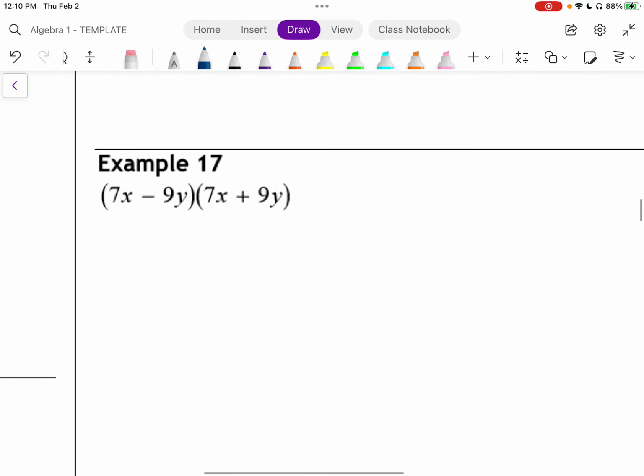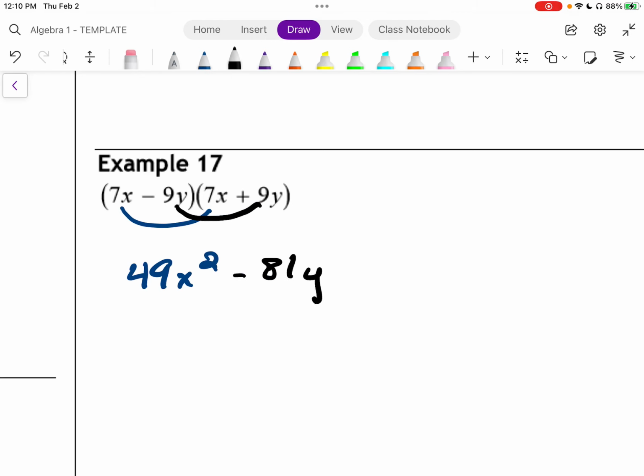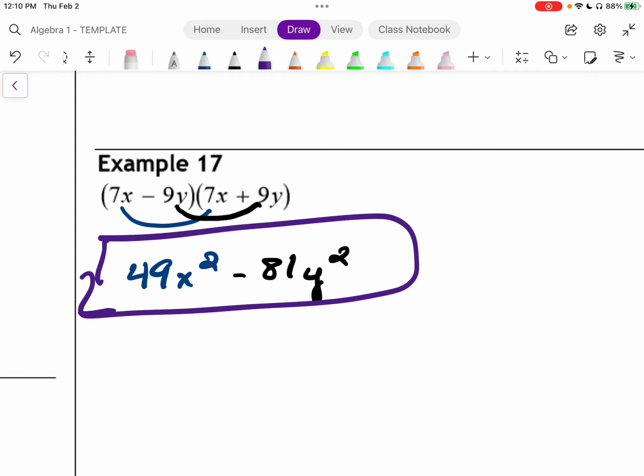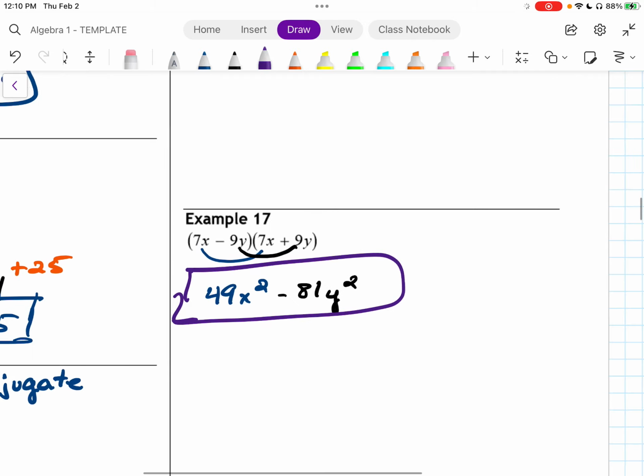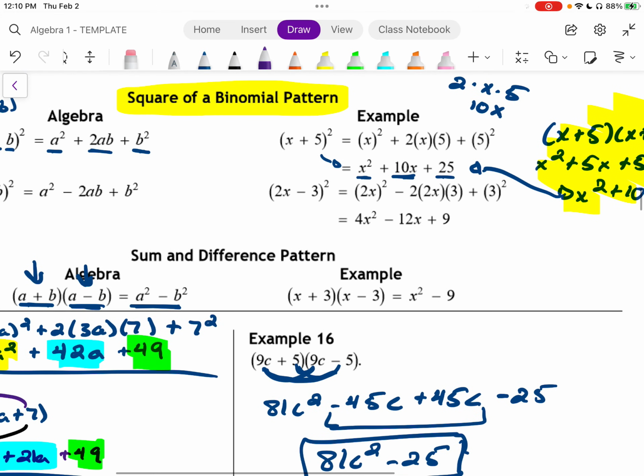Scrolling down, again, we have a conjugate, right? The same piece in the front, same piece in the back. So 7x times 7x is 49x squared. And what I'm going to do here is I'm going to say, well, the middle pieces are supposed to cancel. So I'm just going to skip all the way back down to the end. Right there, that's going to be negative 81y squared. And that's our answer. What I'm doing there is I'm using this formula.